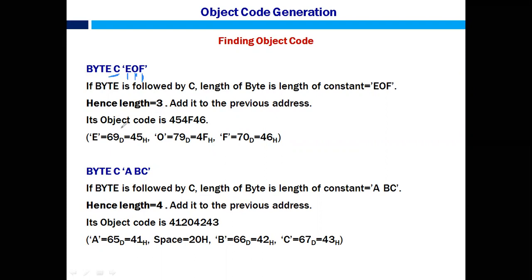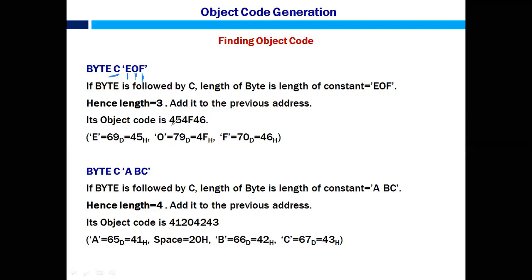And its object code. How do we find its object code? Check out the hexadecimal equivalent of E. I think we will not remember the hexadecimal values of all these letters A, B, C, D. We remember the decimal or ASCII equivalent of E or whatever letters. The ASCII number of E in decimal is 69. When you convert it into hexadecimal, you get 45. So the letter E, its equivalent hexadecimal is 45.